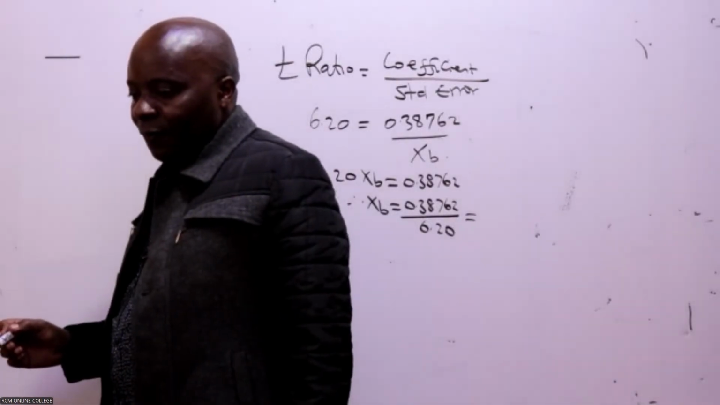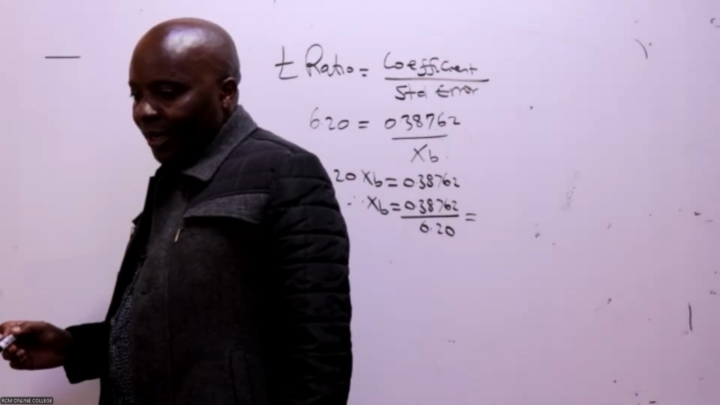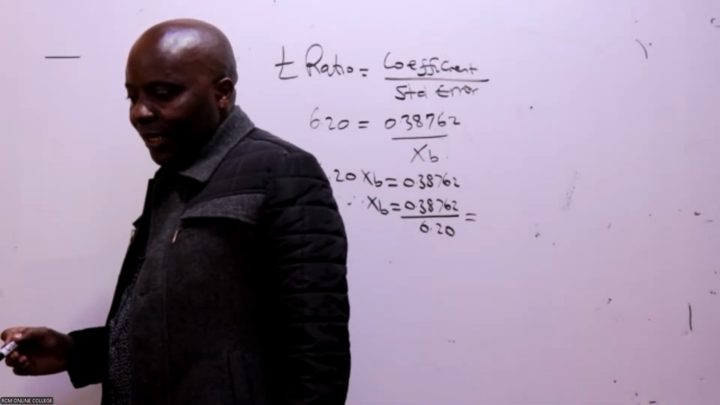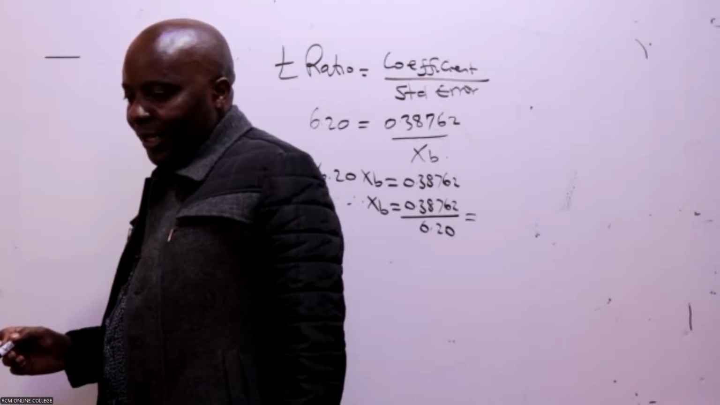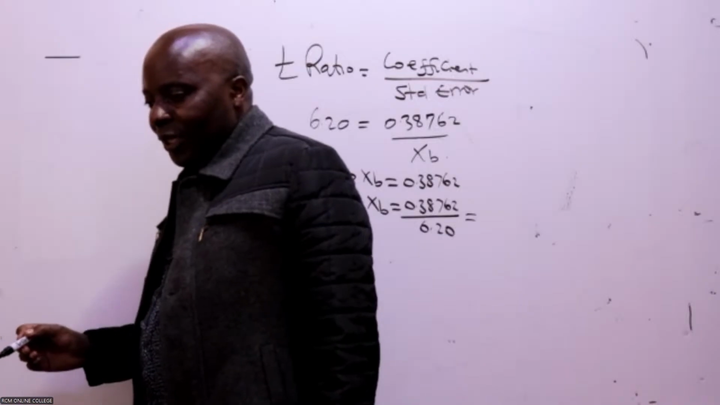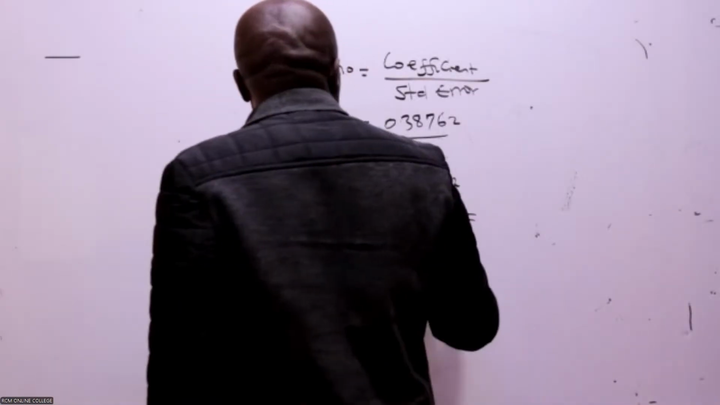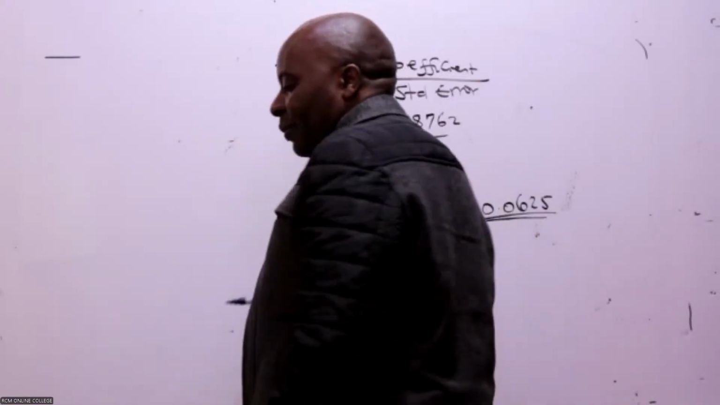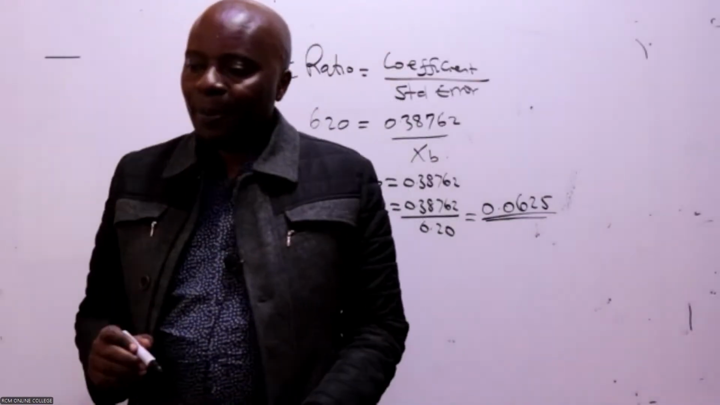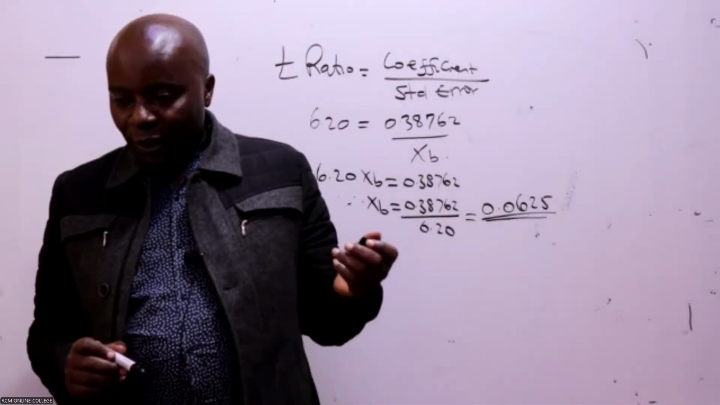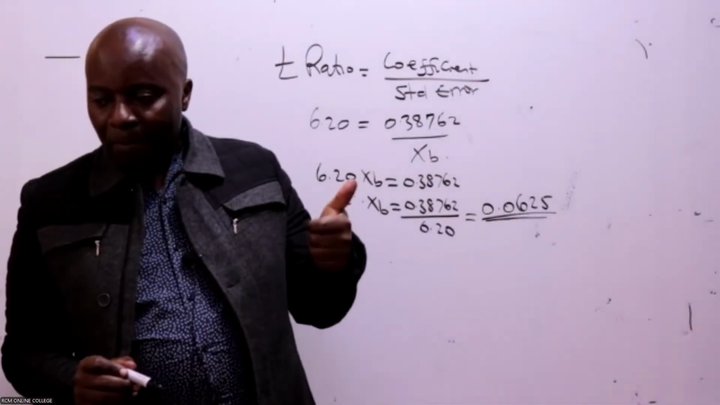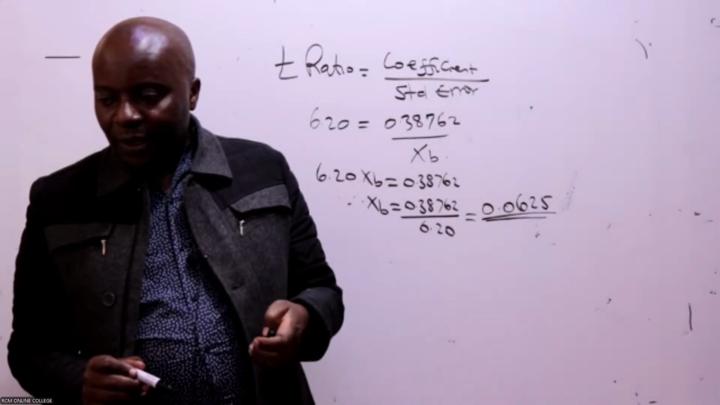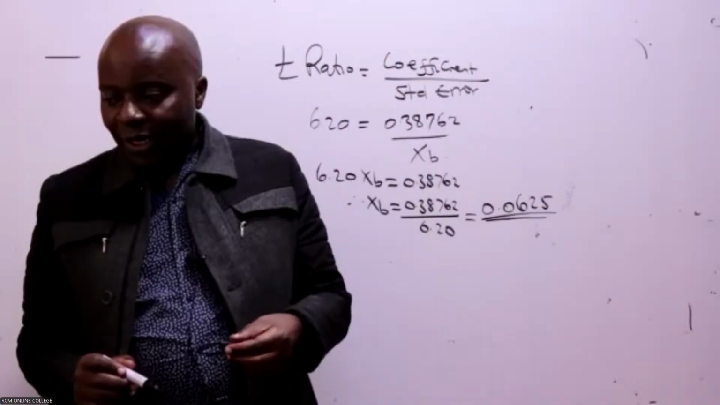Let's get XB first. So XB, you are getting 0.0625. And I believe all of you would have been able to get it. Is that okay? I hope that is okay for everybody.